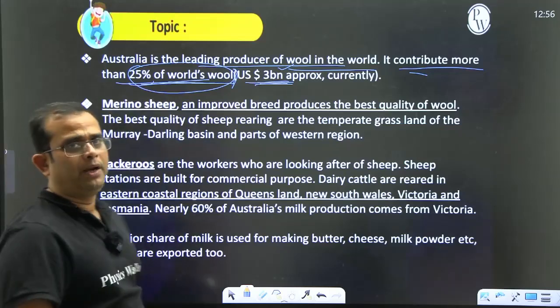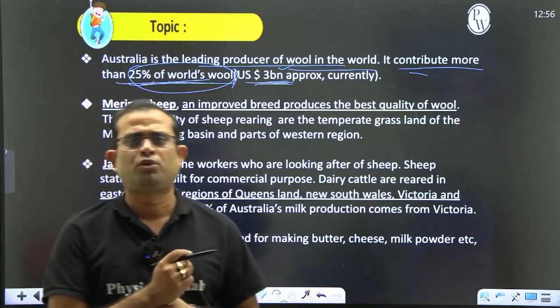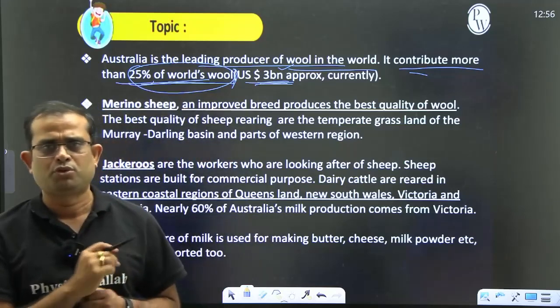India also has wool production, but Indian wool is not of that mark; it is mostly apparel wool.